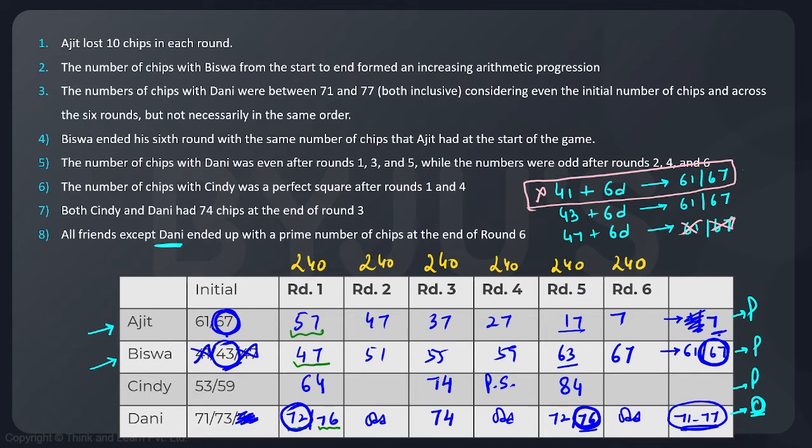I hope you all are getting my point. Let's have a look at these odd numbers now. Here it should be an odd number, here it should be an odd number, here also it should be an odd number. And this odd number is not necessarily a prime number, right? This is what the question has told you. Rather, it should not be a prime, because all except Danny are ending up with prime numbers. So this should not be a prime number.